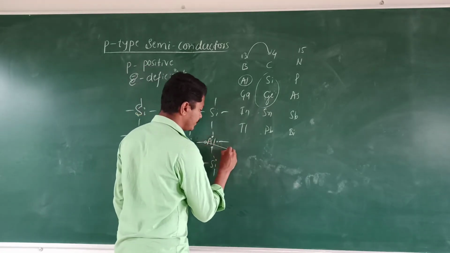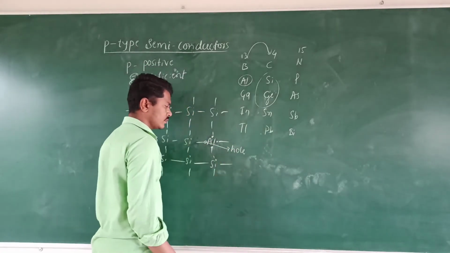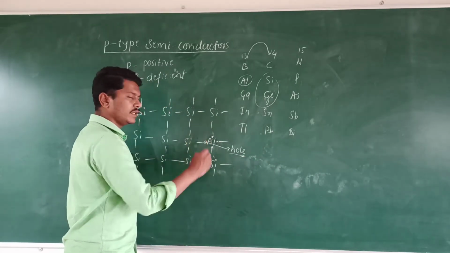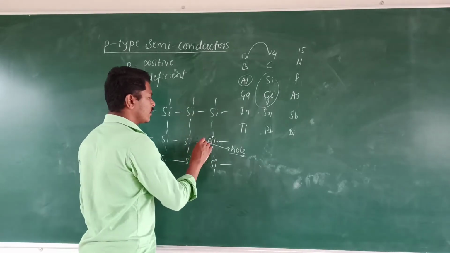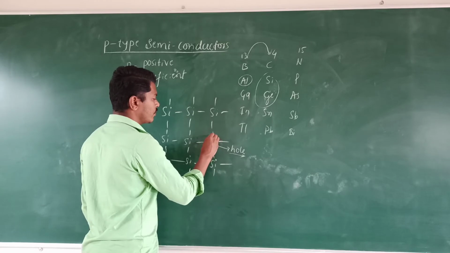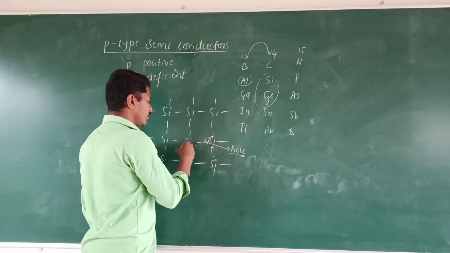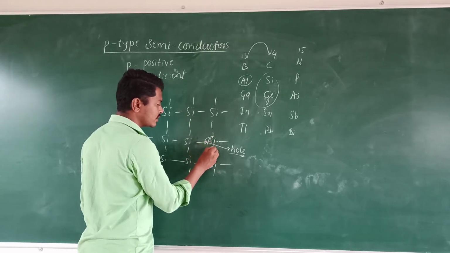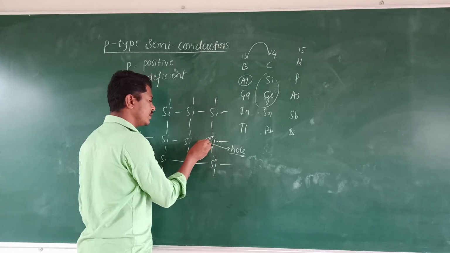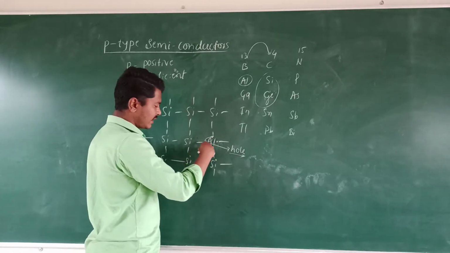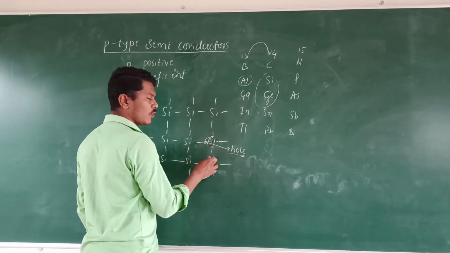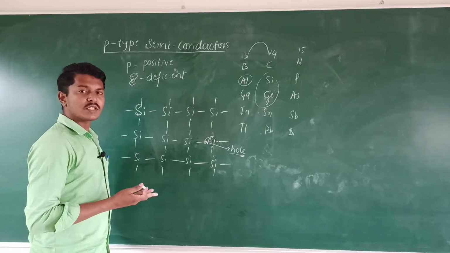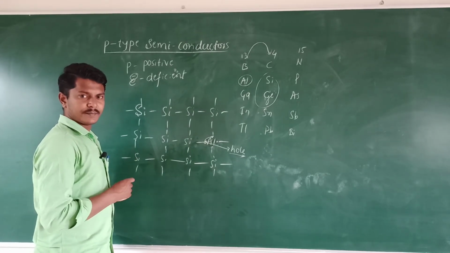This vacant space is called a hole. This hole acts as a positive and is mobile. An electron jumps here and one hole is created, and another electron jumps here and another hole is created. Like this, holes in a P-type semiconductor are responsible for carrying the current.